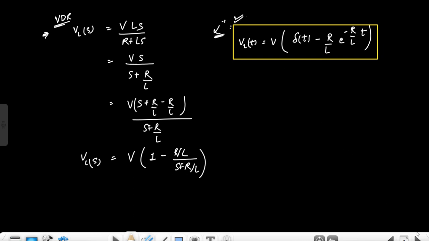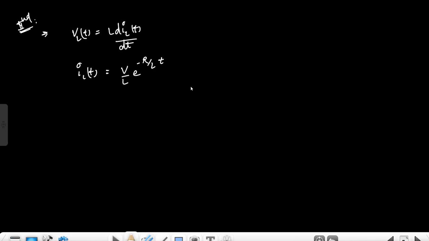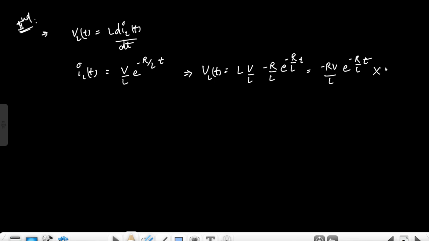Now another method for the voltage, so we can directly go with the time domain form. So VL(t) is equal to L di/dt, right? And IL(t) is equal to V by L and exponential raised to power minus R by L t. Now VL(t) according to this will be L, and this V by L will be common, right? And the derivative of this, that is minus R by L and exponential raised to power minus R by L t. So if we have solved like this, this is absolutely wrong.